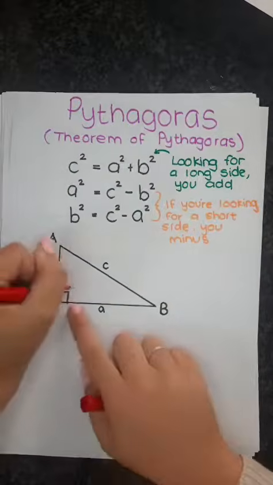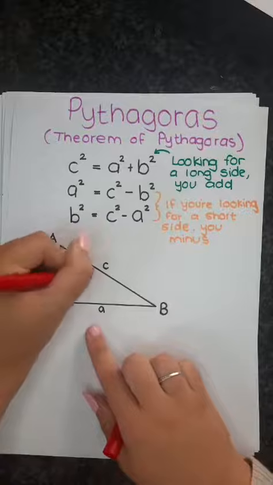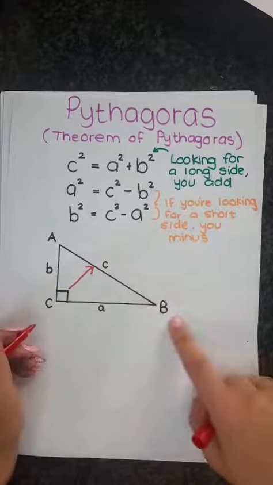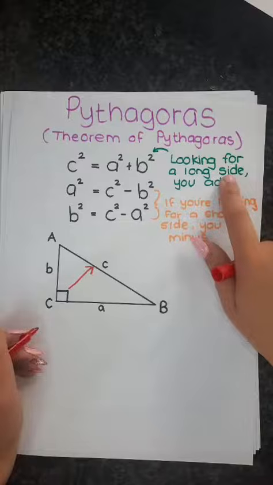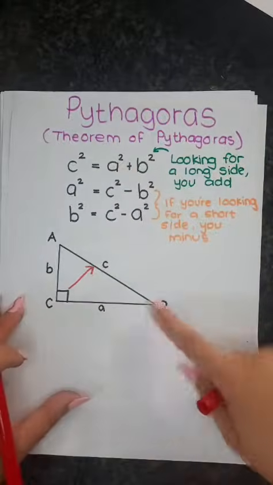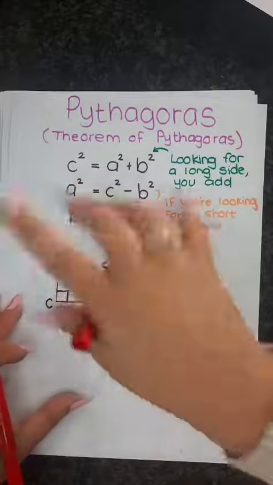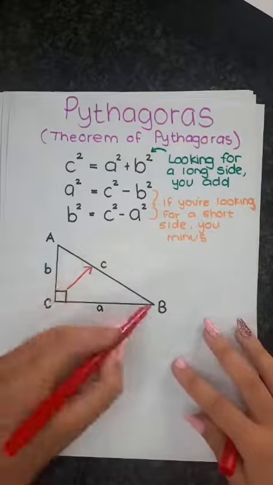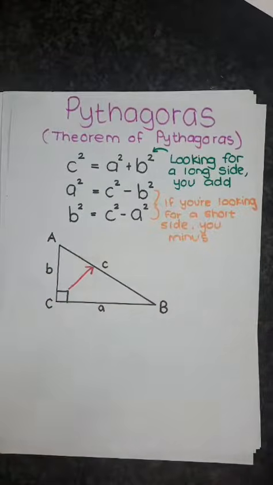The hypotenuse is always opposite the 90-degree angle. If I'm looking for the hypotenuse, which is the long side, we square this side, we square this side, we add them, and then to get this, we square root that answer.